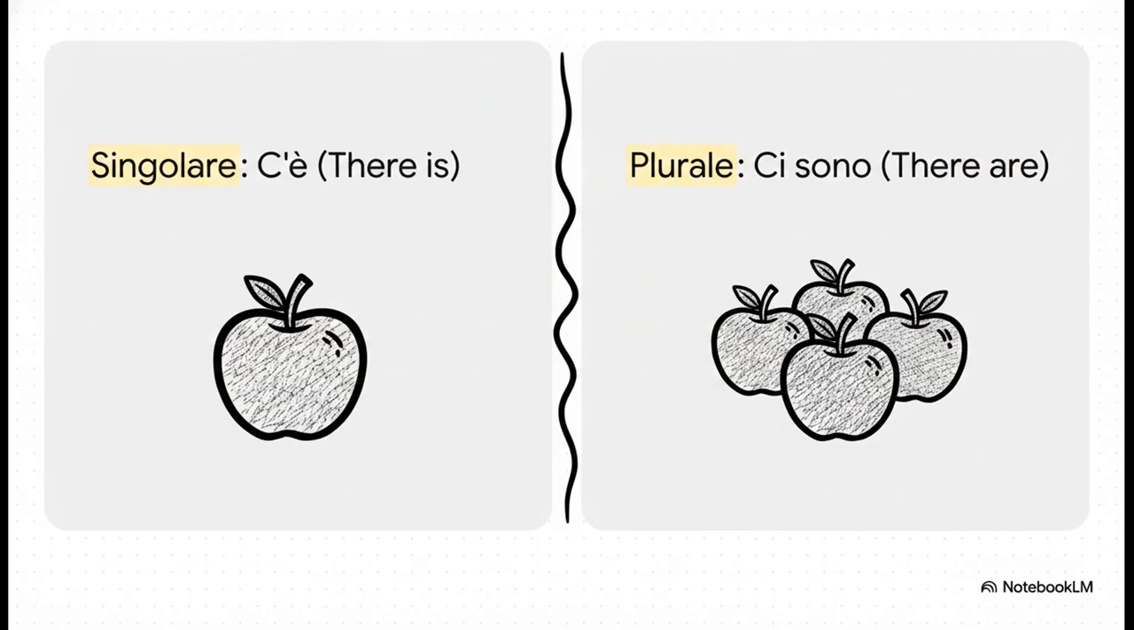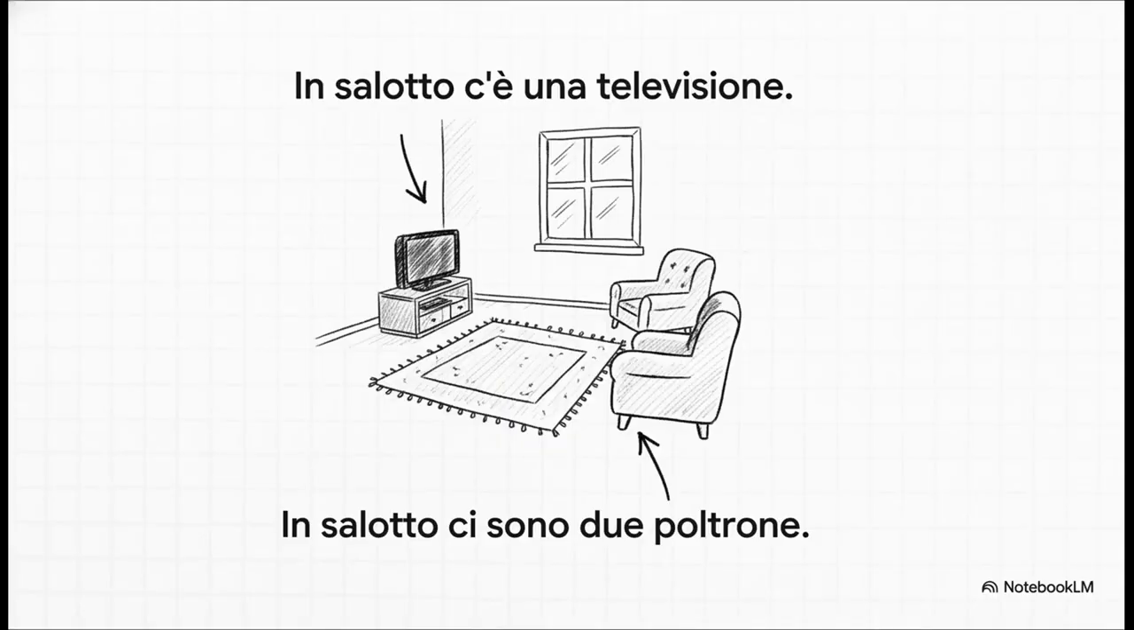If you're talking about one single thing, a singular subject, you use c'è. If you're talking about more than one thing, so a plural subject, you use ci sono. Let's see how this works with a real example. Take a look at these sentences. First, in salotto c'è una televisione. We use c'è because we're talking about one television, right? Singular. But in the next one, in salotto ci sono due poltrone. We switch to ci sono because now we have two armchairs. It's plural. See? The verb just adapts to what you're describing.